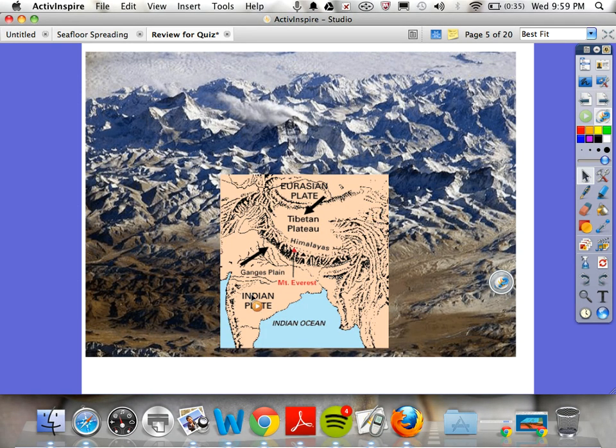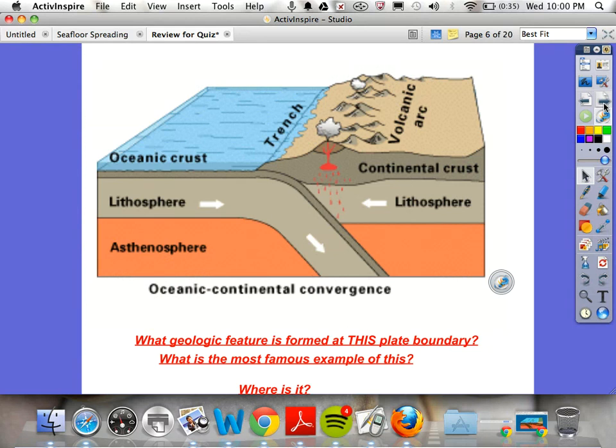This is a map that shows us where the Indian plate is moving towards the Eurasian plate. As a result of the convergence, the non-volcanic mountains of the Himalayas are formed. This is another cross-section diagram of a different type of boundary. And the question I always ask myself is, what type of crust is involved? And I can see over here, it says oceanic crust. And I can see over here, it says continental crust.